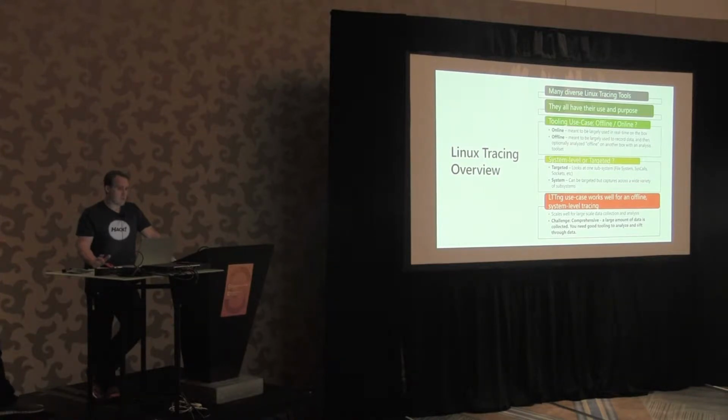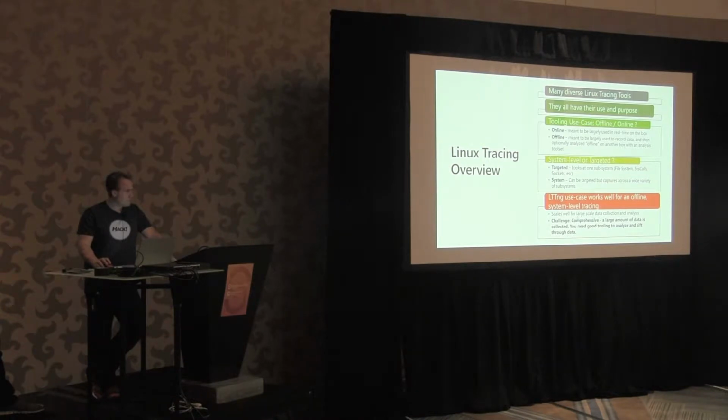Again, there's lots of diverse tracing tools. They all have their purpose. I love all of them. Just a real quick recap though, the reason we picked LTTng is we think it works really well for offline system level tracing, which is great, so no problem can hide. Offline is mostly true with a little bit of an asterisk. There's a couple points we think we can clear up, but this type of tracing also works well for large scale data collection and analysis.